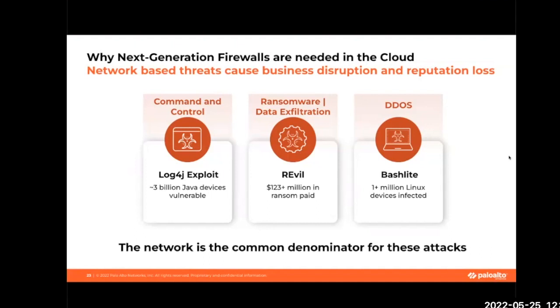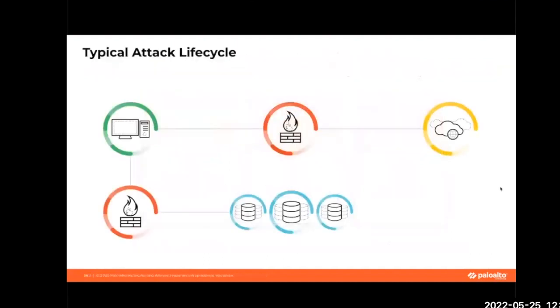To understand that, we need to look at a typical attack lifecycle. Let's imagine you have a public facing or internet facing workload on the left-hand side here in the green circle. This application can be accessed over the internet. Usually an attacker tries to exploit a known vulnerability. That's the first stage of the attack. Once they have access, usually the attacker tries to download some malware and install that on the workload.